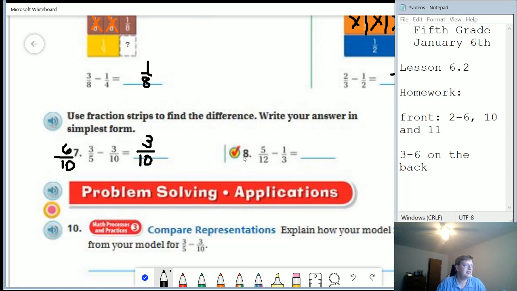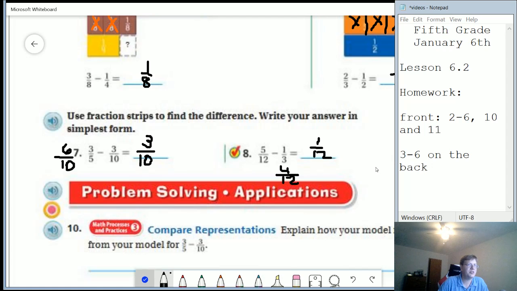Let's do number 8. So again, we're changing this side to make it match this side for the denominator. So when we do that, think about how many times we can count by 3 to get to 12. And that's the number we're going to multiply the top number by as well when we get our equivalent fraction with parts over 12. So pause the video if you need to go ahead and do that. So this part is going to be 4 parts out of 12. 5 minus 4 would give us 1 part out of 12.